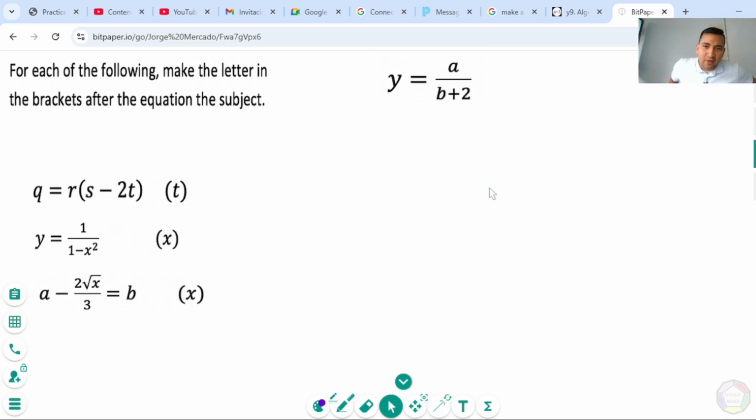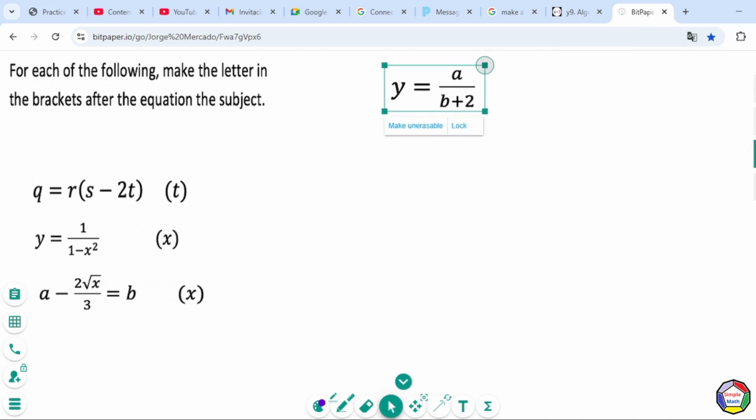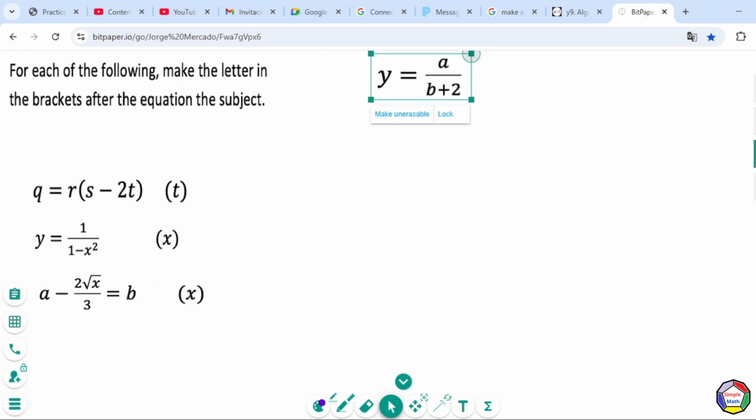It says y equals a over b plus 2. I forgot to tell you this, but the thing that we have to make the subject here is the letter b. So let's start solving this. We have to isolate the letter b.